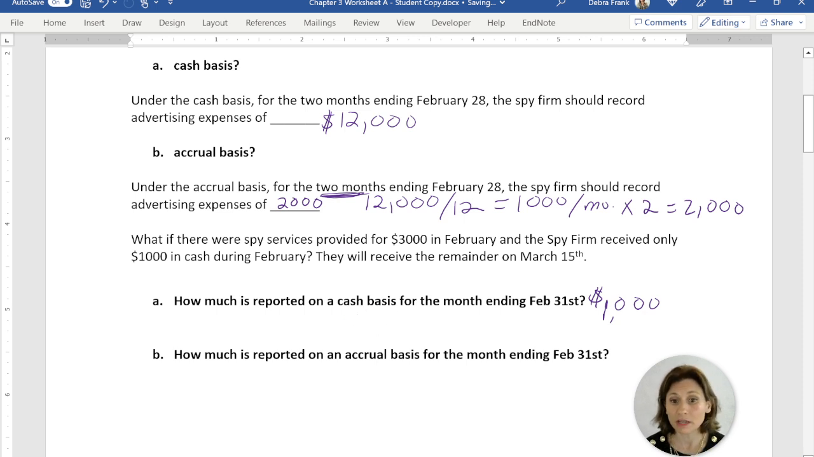For the accrual basis for the month of February, well, they provided $3,000. They already provided the services, and that was $3,000 worth for February. It doesn't matter that they only received 1,000; they've actually earned $3,000 worth. So on an accrual basis, they get to record 3,000. Hopefully that gives you an idea of the difference between cash basis and accrual basis. In the next few videos, we'll practice more of chapter three's concepts.